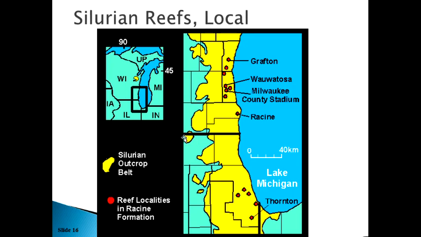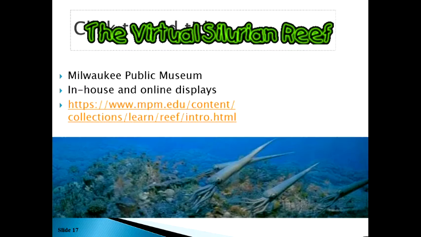This map shows the Wisconsin-Illinois border and a few familiar landmarks, Racine and, of course, the Milwaukee County Stadium, which no longer exists, but it was in Milwaukee. And there's West Dallas, Wauwatosa, Grafton. All these little dots represent reefy deposits, very close to us. The Milwaukee Public Museum for many years had professionals who worked on this set of unique communities, and they've built beautiful displays both in the museum and virtually. There's the link where you can go see it.